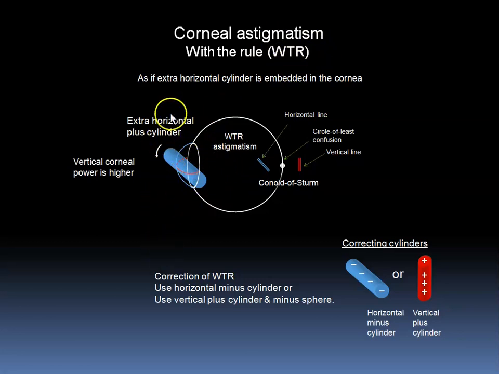We can correct this astigmatism by using another horizontal cylinder in front of the eye, which has the same but opposite sign power. The other way is to use the same sign cylinder, a plus cylinder of equal power, at right angles to the first one, and then we need to offset with a minus sphere, as seen earlier.